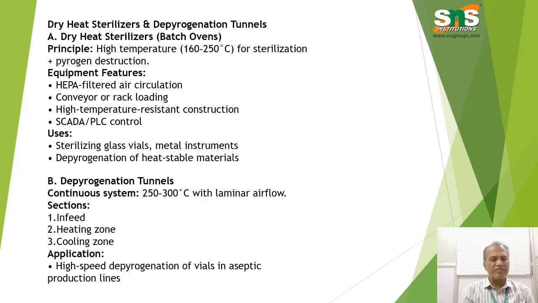Next, depyrogenation tunnels. It is a continuous system. It operates in the range of 250 to 300 degrees Celsius, attached with laminar flow. The application of depyrogenation tunnels is high-speed depyrogenation of vials in aseptic production lines. You know, vials especially for injectables.